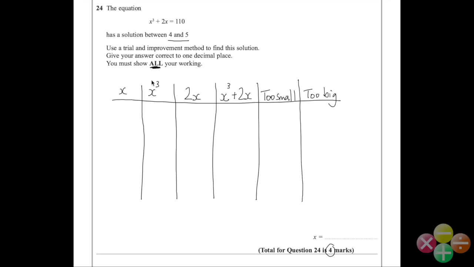Okay, so let's start by putting 4 in, because we're told it lies between 4 and 5, and we can show that in our table by substituting the value of 4 into the x cubed plus 2x. Now remember, we're looking for 110. So you can say this is our target number.